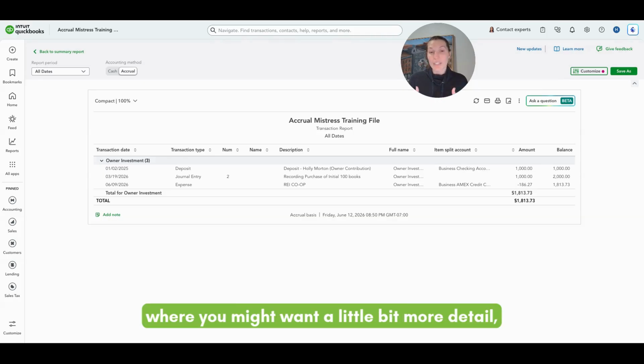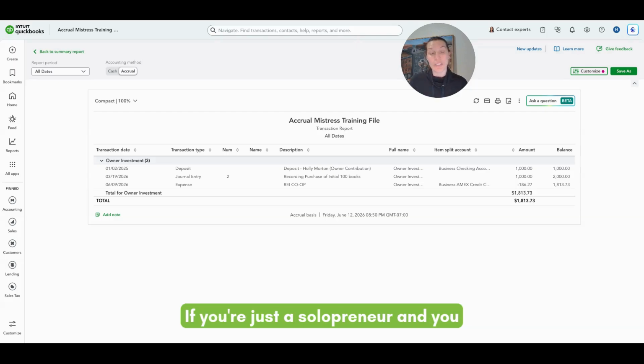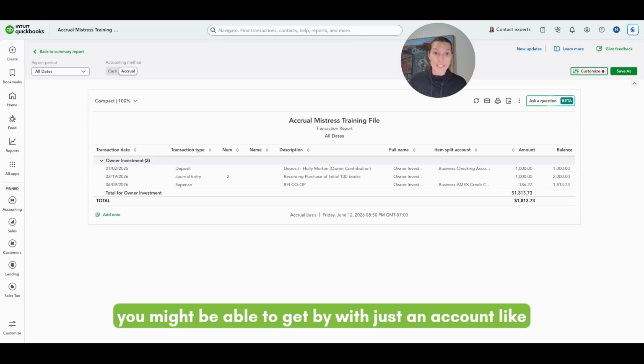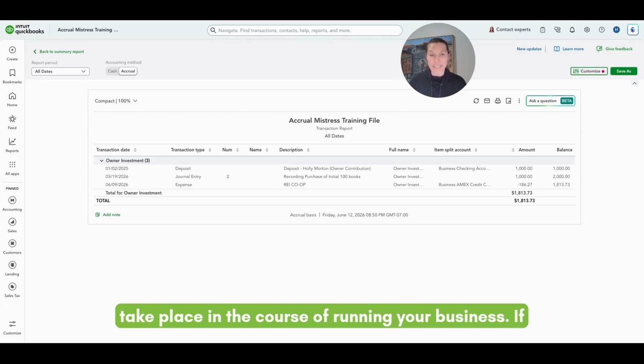So there are instances where you might want a little bit more detail, but that doesn't necessarily apply to every type of business. If you're just a solopreneur and you are the only one involved in the business, if it's just a sole proprietorship, you might be able to get by with just an account like this one to report all the in and outflows that take place in the course of running your business.